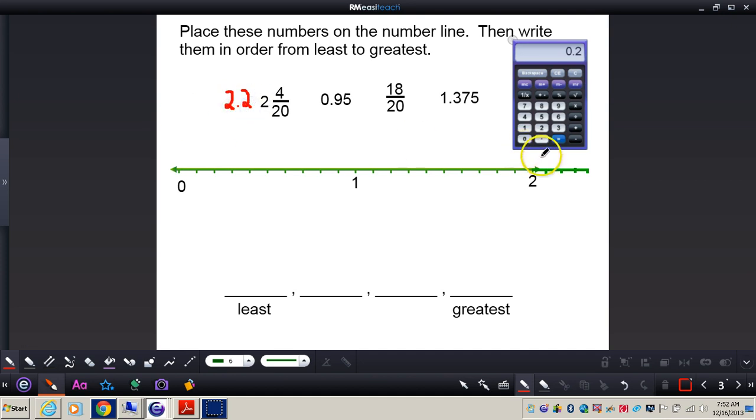Pretty simple here. What I can do is I see my 2, that's 1/10, and that's 2/10. So I'm going to put it right here, and I'm just going to write it underneath since I don't have any room, 2 and 4/20.